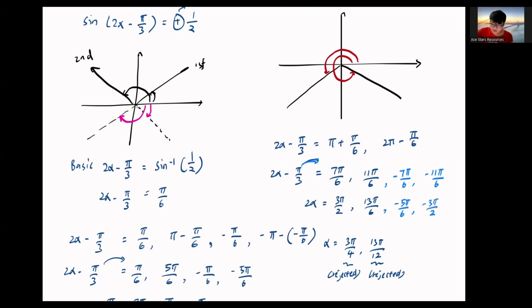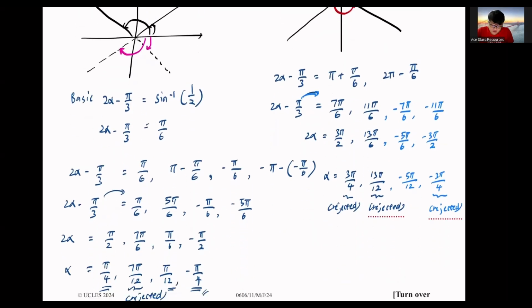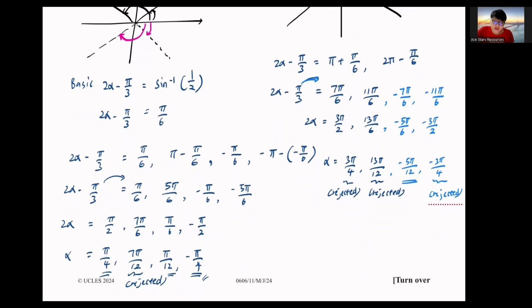Okay, so everything divided by 2, you're gonna end up with minus 5 pi over 12. The other one is 3 pi over 4. Okay, again, the negative 0.75 pi is rejected, and we only have one answer that is within the wanted region, that is minus 5 pi over 12. So the wanted answers of alpha will be minus 5 pi over 12, minus pi over 4, pi over 12, and pi over 4. Okay, perfect.